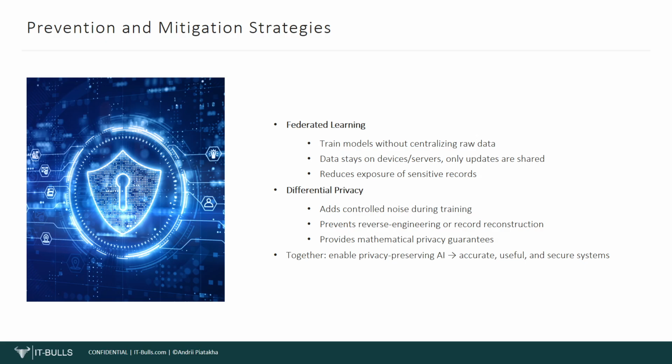By injecting controlled noise into the training process, it becomes extremely difficult for attackers to reverse engineer or reconstruct individual records from the model. Together, these approaches represent a new direction in privacy-preserving AI, designing systems that remain useful and accurate while minimizing the chance that sensitive information ever leaks.